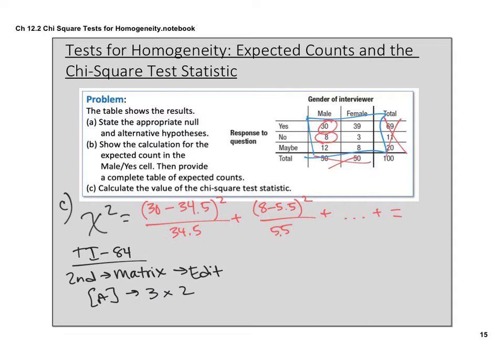You're going to just enter the raw data. So then just go through and enter it in. My first entry is 30. And then when you hit enter, it goes over to the next cell. Then you hit 39. Then you put in 8. Then you put in 3. Then you put in 12. Then you put in 8. So I'm entering my actual data. Put the actual data in your matrix.